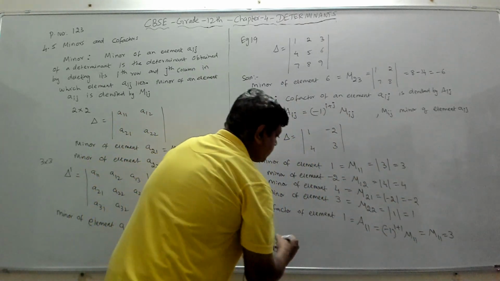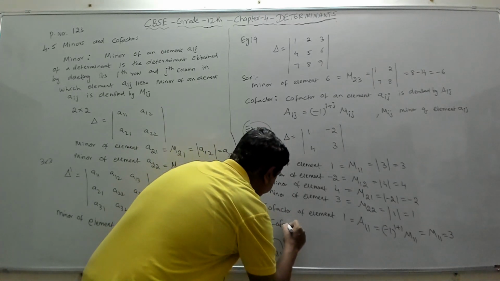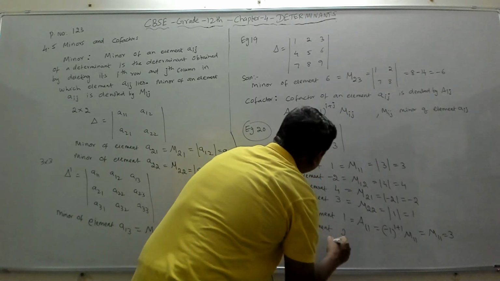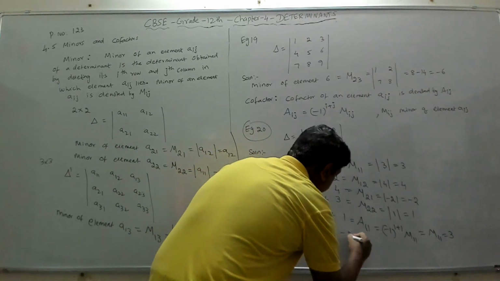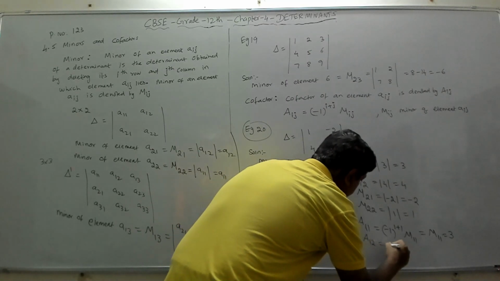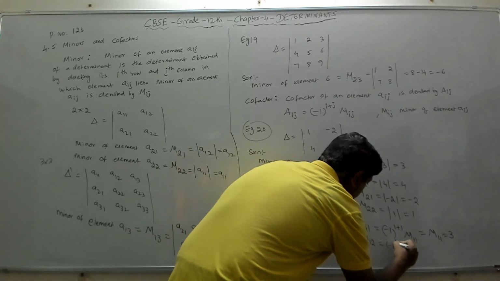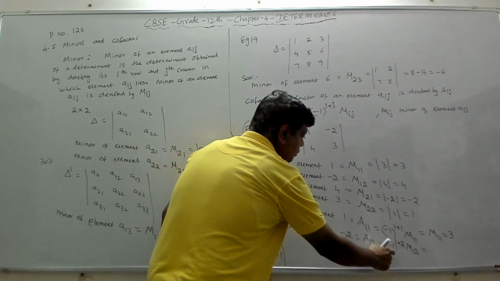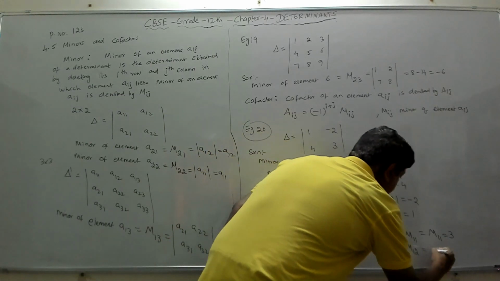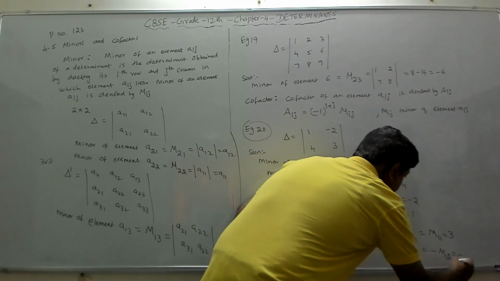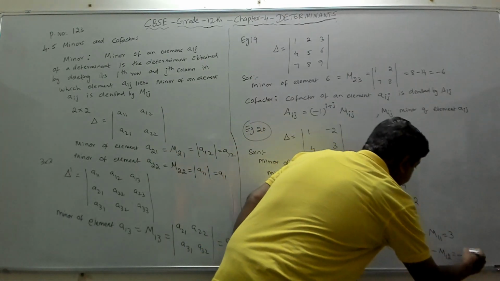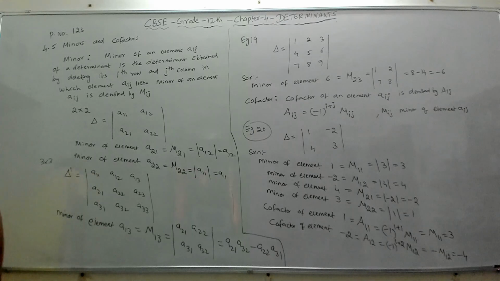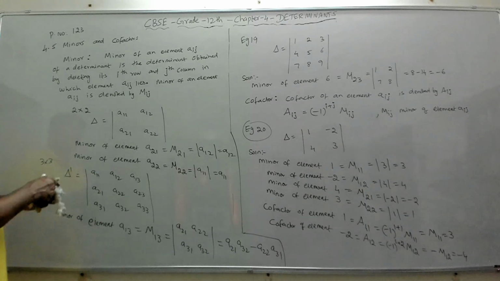Now the cofactor of the next one. The cofactor of element 2, minus 2, is denoted by A12. That is equal to minus 1 power 1 plus 2 M12. Minus 1 power 1 plus 2 is minus 1 power 3, which is minus M12, and M12 is 4. So it is minus 4. Fine. So similarly, we can find the cofactor of the other two elements.